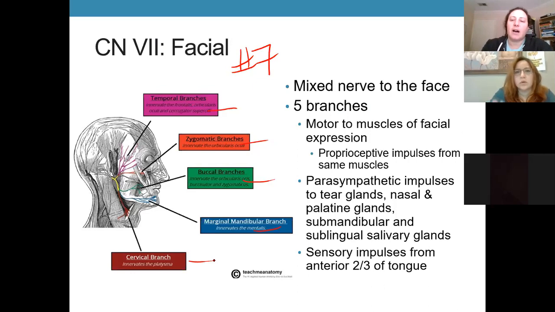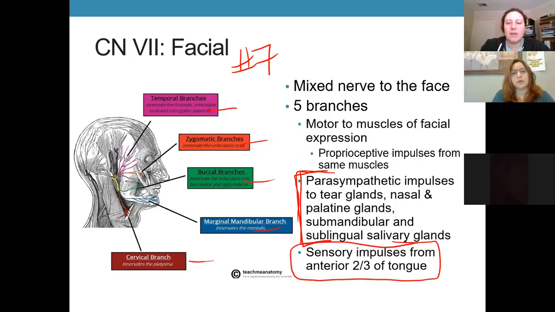So this one controls different sections of your face. And there's also a lot of autonomic input here. So we're also controlling some involuntary effectors. So a lot of the glands, including our tear glands, the glands in our nose that would make our nose run, and most of our salivary glands, all controlled through this nerve as well. And it also carries the sensory impulses from the anterior 2/3 of the tongue. So most of what we taste with is also carried by this nerve.